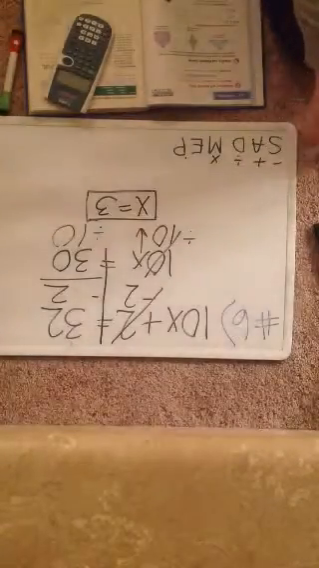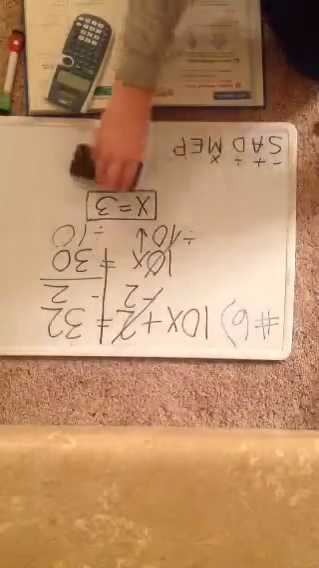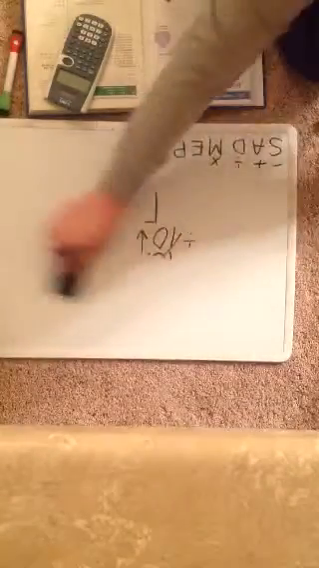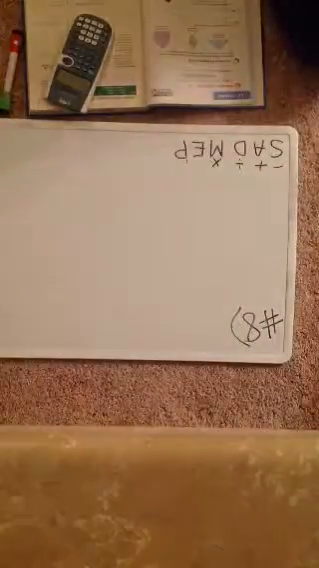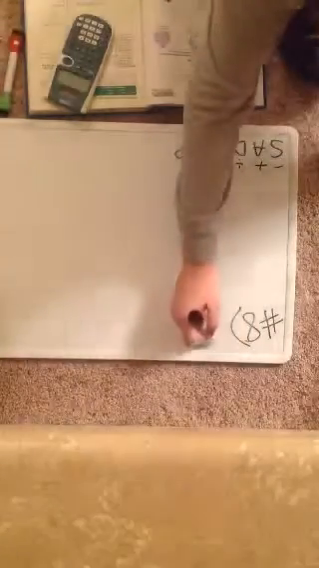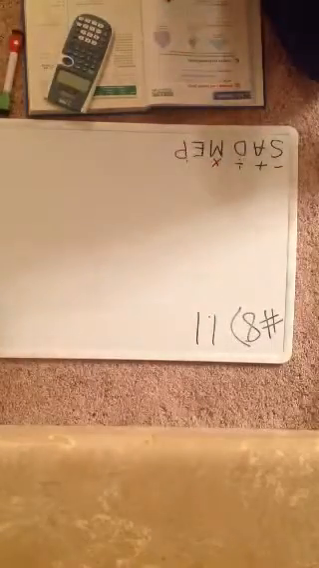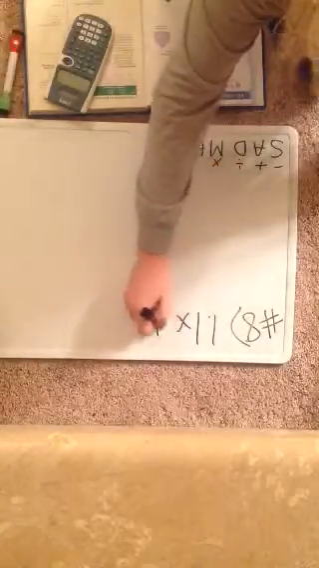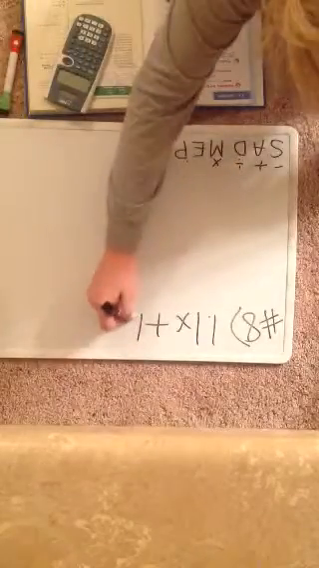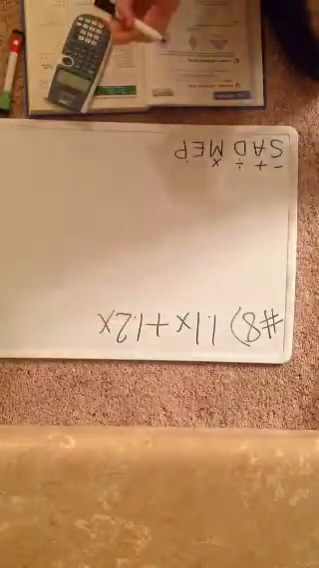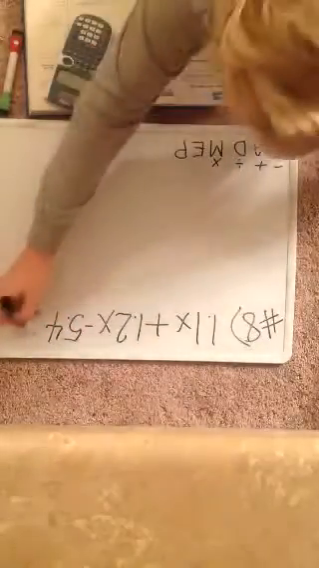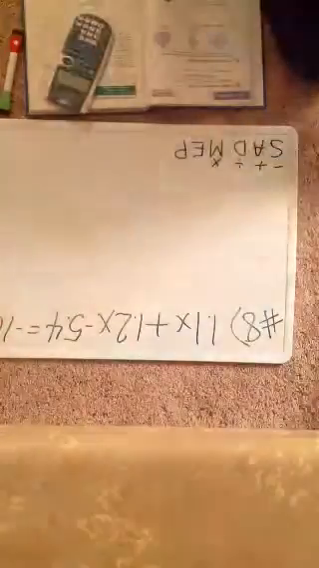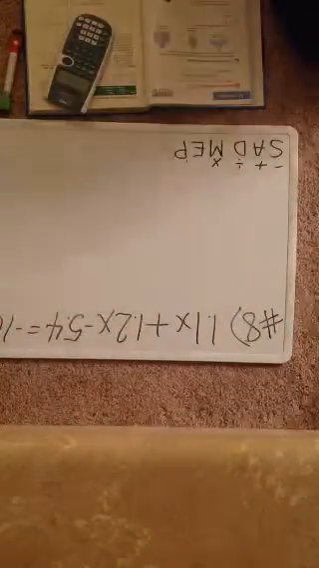And the next problem I'm going to do is number 8. So just don't forget about number 7. You're going to do that one on your own, but I'm going to move on to number 8. So number 8 is going to read 1.1x plus 1.2x minus 5.4 equals negative 10. Now there's an extra number in there, so don't panic.